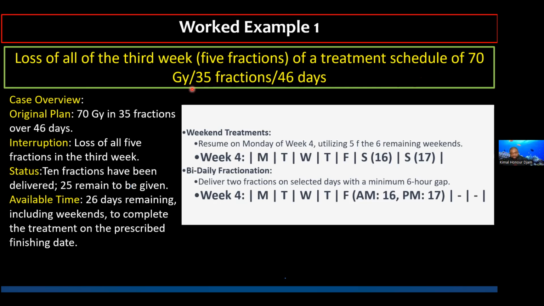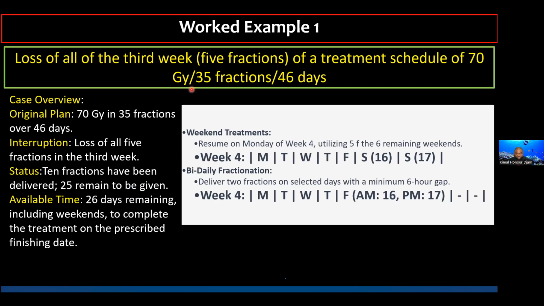If the interruption occurs closer to the end of treatment, it becomes a little bit challenging. But if it occurs closer to the start of treatment, as in this case, it can be dealt with in a very straightforward manner. And so in this particular case, the interruption occurred and all of the 5 fractions in the third week were lost. And so 10 fractions have been delivered, 25 fractions remain to be given.